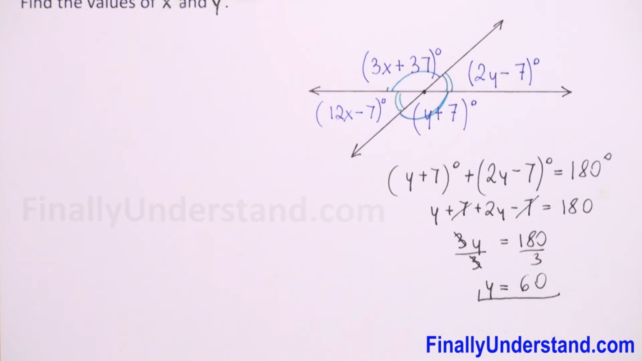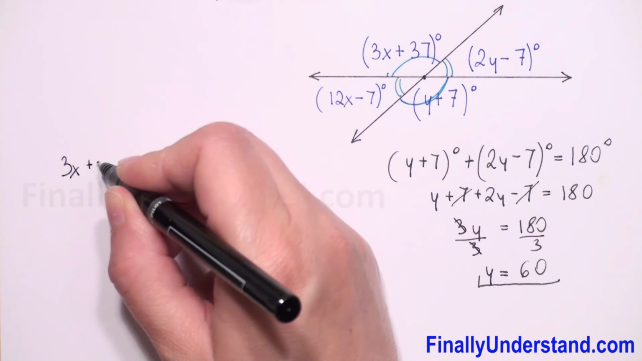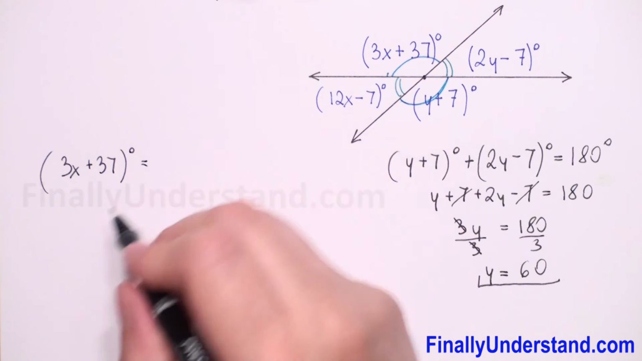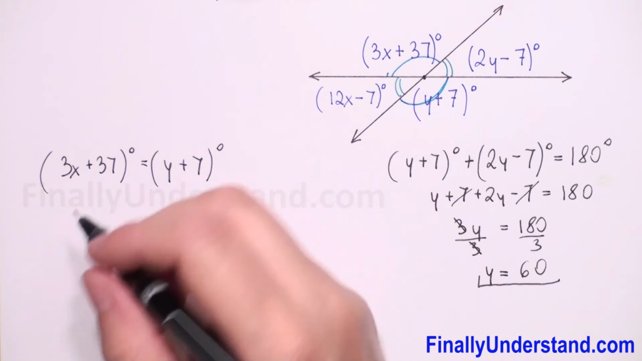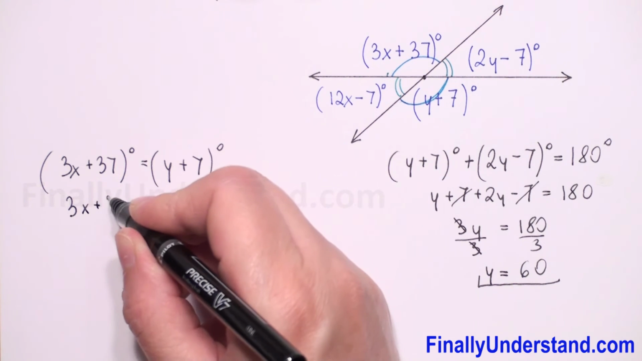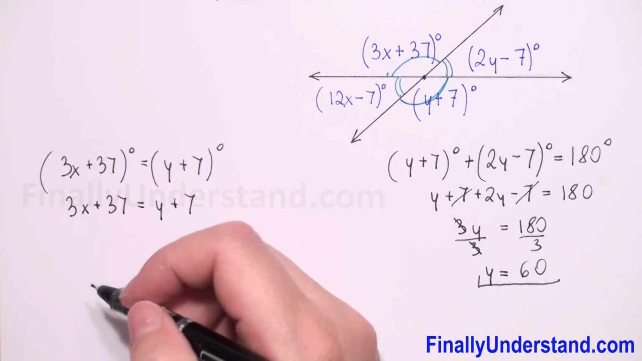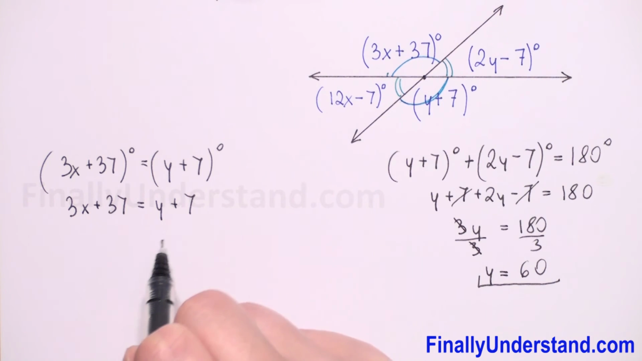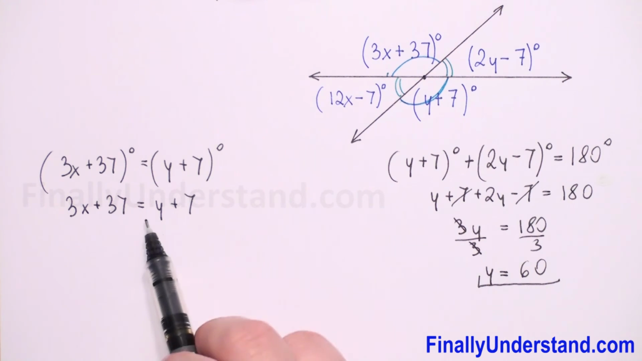Let's put now that angle 3x plus 37 is equal to y plus 7 degrees. Let's forget about degrees. So we have 3x plus 37 is equal to y plus 7. I will move 37 to the right side, and we have given that y is 60, so we can substitute. We found that y is 60, so we can substitute.